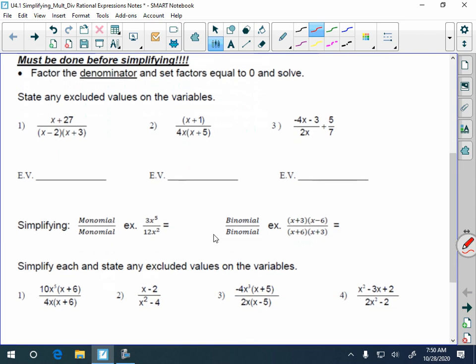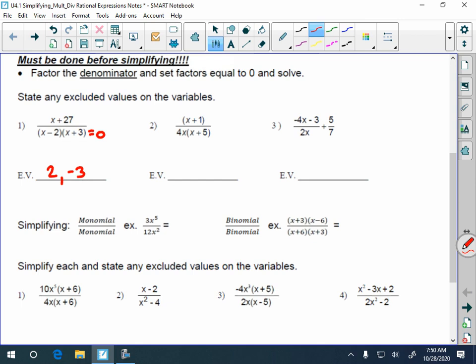All right, so let's state the excluded values for these. Again, it's all based off the bottom. It doesn't matter what's in the numerator. So if we set x minus 2 times x plus 3 equal to 0 on the bottom and solve it, since it's already factored for us, we can set x minus 2 equal to 0 and x plus 3 equal to 0. And if we solve it, we're going to get 2 and -3.